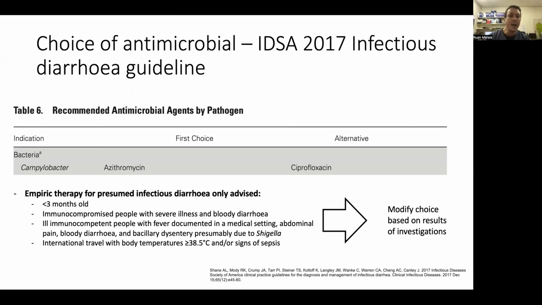The IDSA guidelines advise azithromycin as a first choice and ciprofloxacin as a second choice. This would be on top of initial empiric therapy, or this would be modified after initial empiric therapy based on risk factors and travel history, where generally they advise treatment in those less than 3 months old, immunocompromised with severe disease, ill immunocompetent with severe disease, or international travel with a fever and signs of sepsis, with then modification if Campylobacter is isolated.